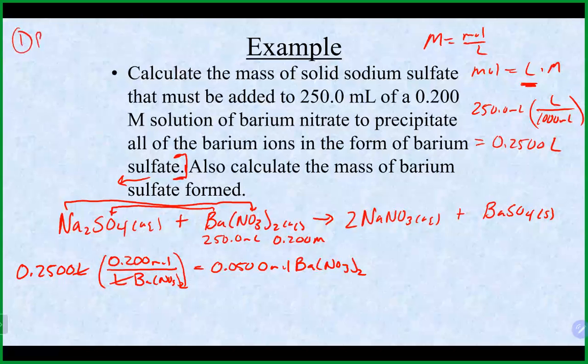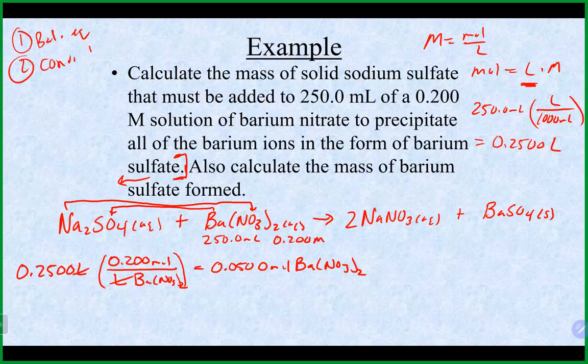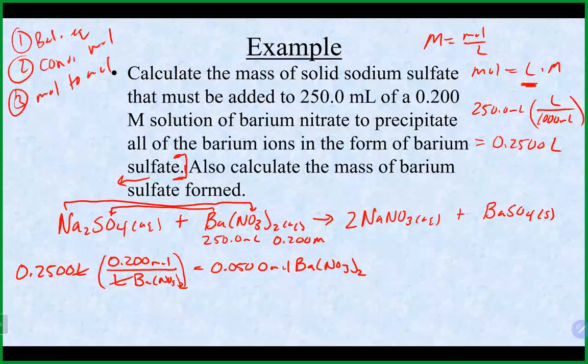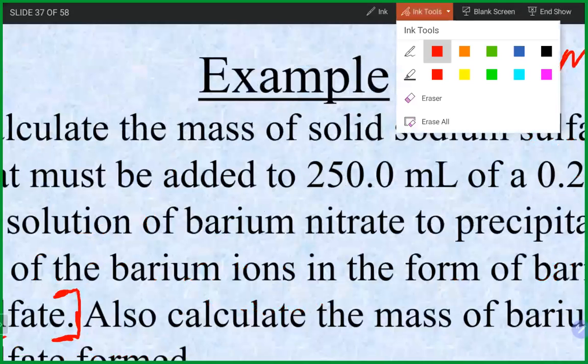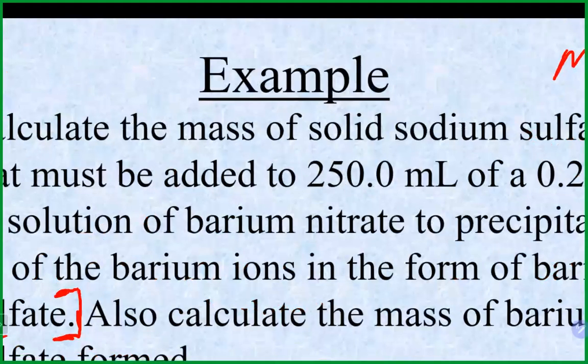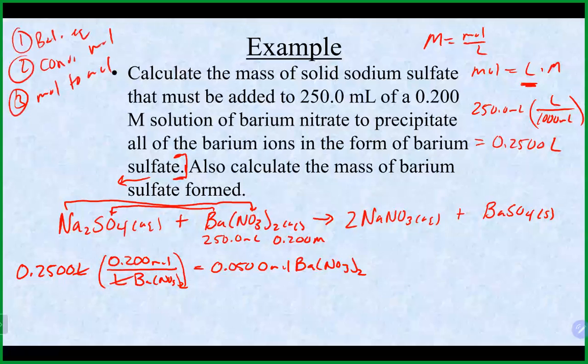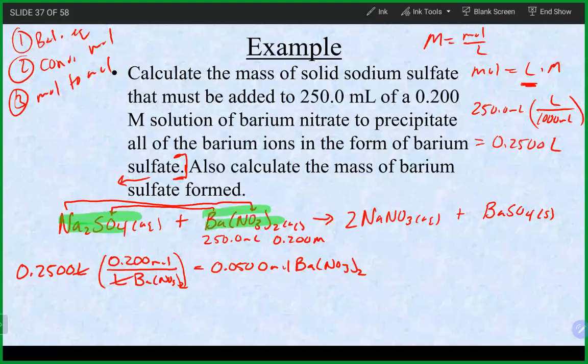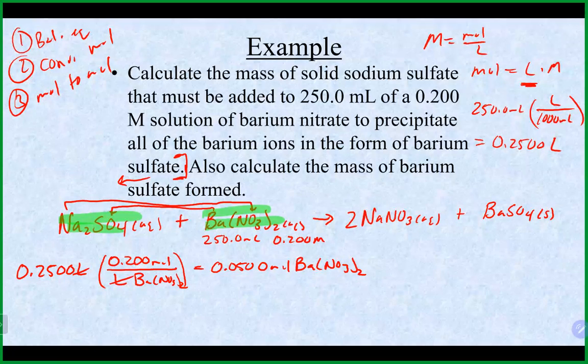We have balanced the equation. We have converted to moles. We are now going to do the mole to mole relationship. For the first part of the question, we are interested in how much sodium sulfate we need. So we're interested in the mole to mole relationship between those two from the equation. And as we can see from the equation, it is a 1-to-1 relationship.